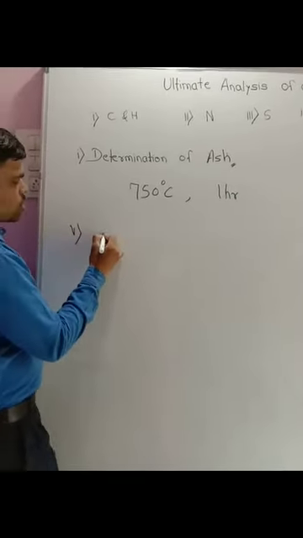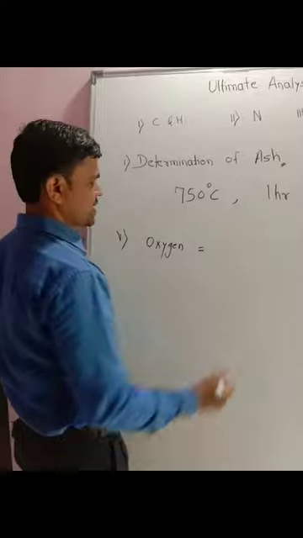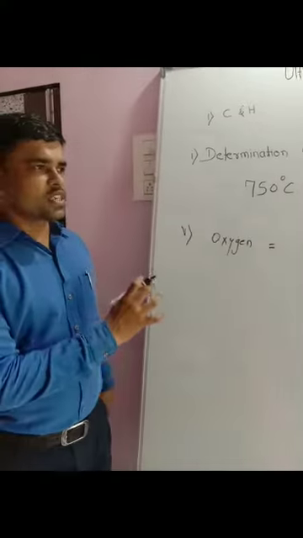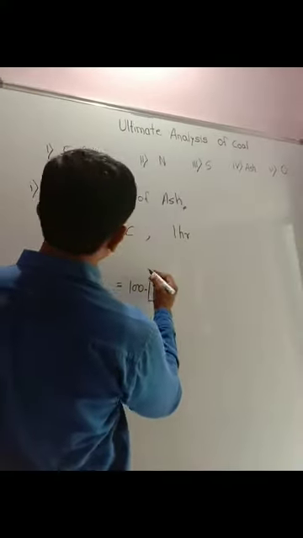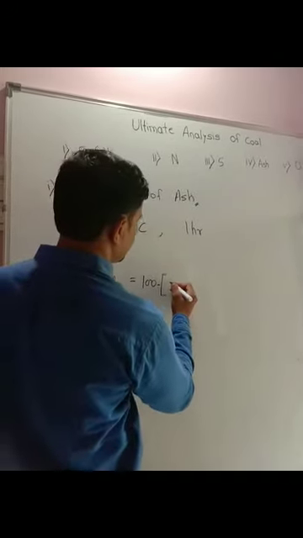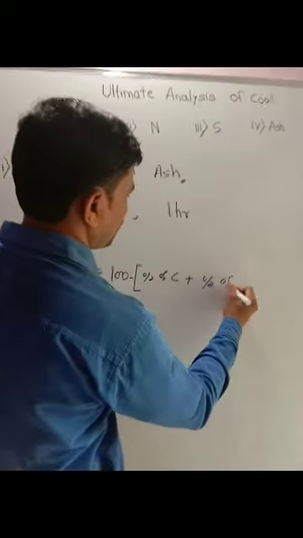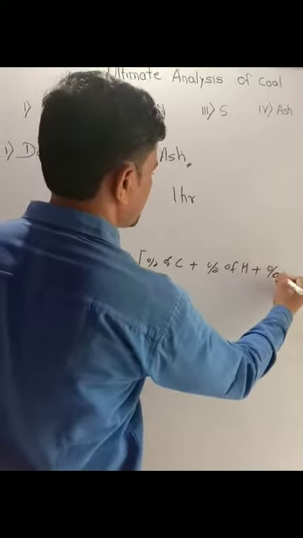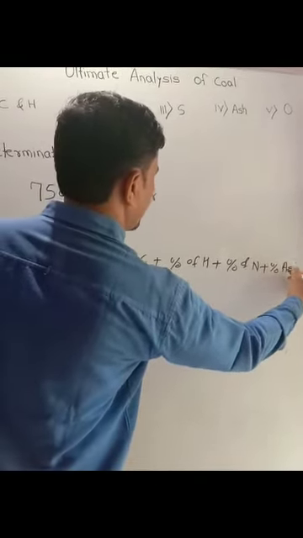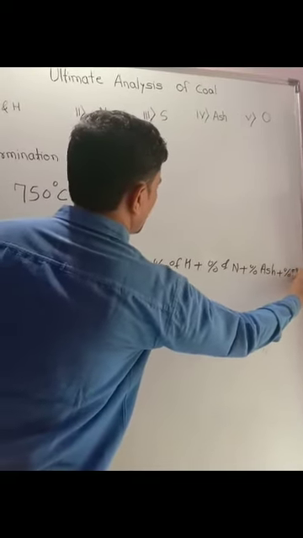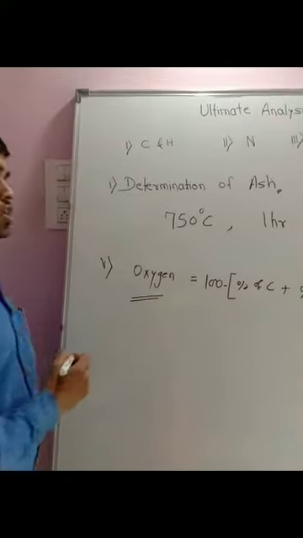Next is the oxygen content, that is the amount of oxygen present in the coal sample. This oxygen is determined by subtraction: 100 minus the percentage of carbon plus percentage of hydrogen plus percentage of nitrogen plus percentage of ash and percentage of sulfur gives the amount of oxygen present in the coal sample.